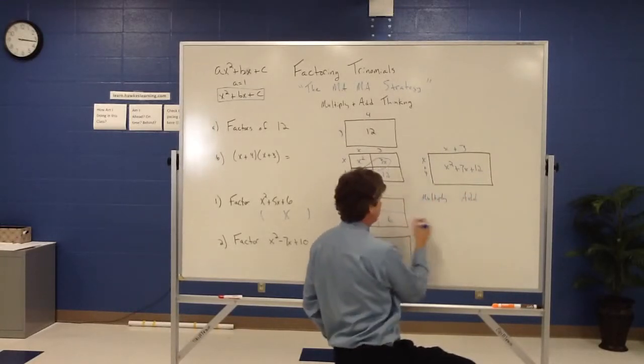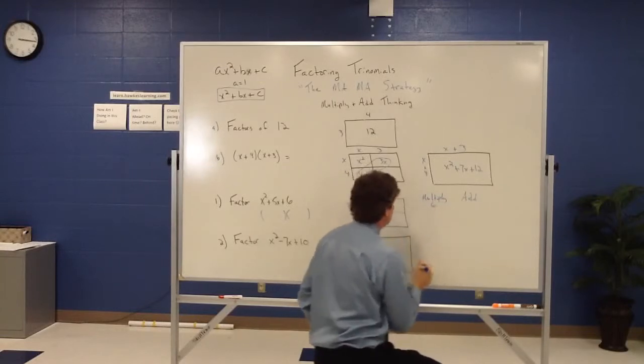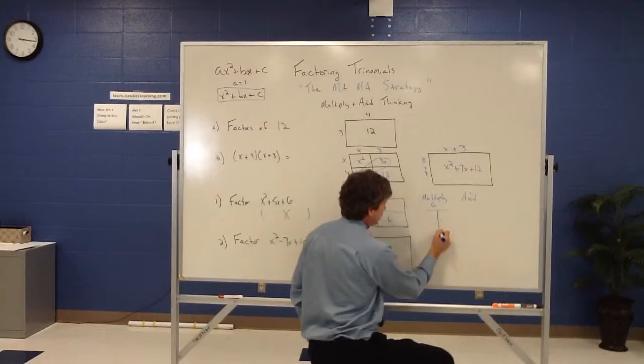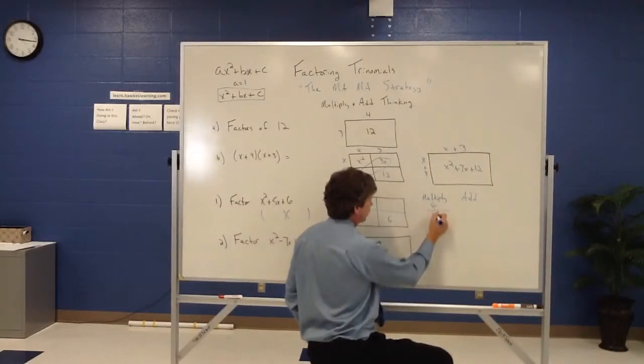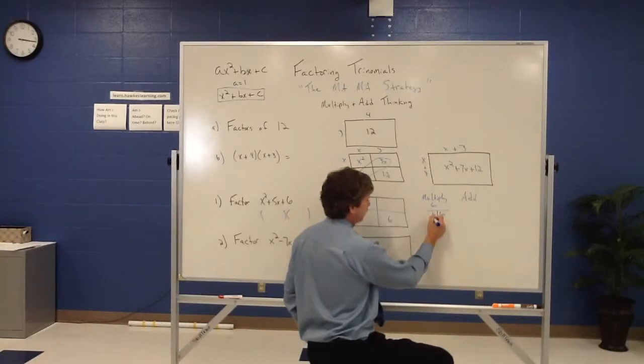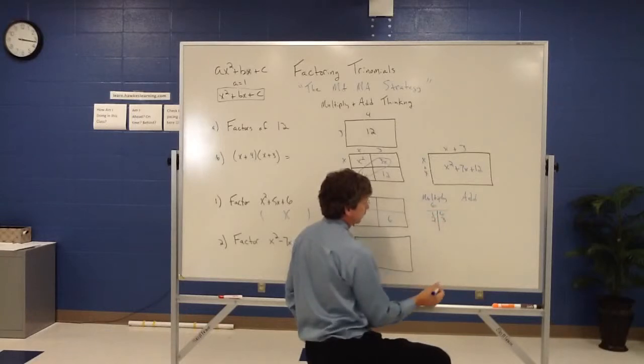So if we multiply and add, we focus on the 6 in this thinking. What we're asking ourselves are, what are the ways to multiply to get a 6? Well, we know 1 times 6 is 6. Does 2 go into 6? Yeah, 2 times 3 is 6. And 3 goes into 6, so that repeats. So those are our pairings.